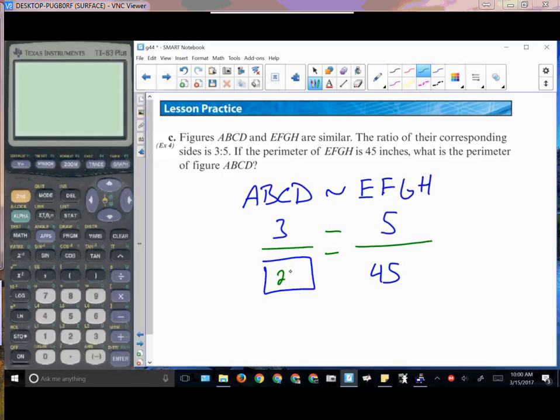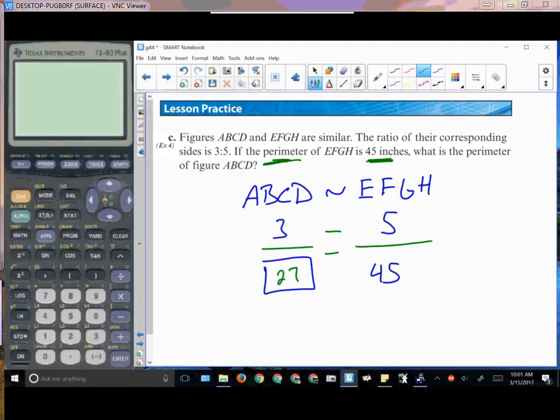27. Okay, there we go. 27. Because this 45 here was identified as the perimeter. Okay, so that means the perimeter has to be the same over there.